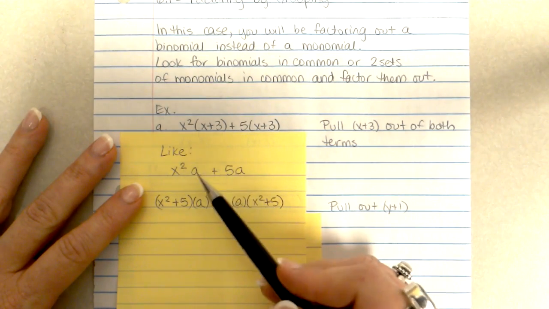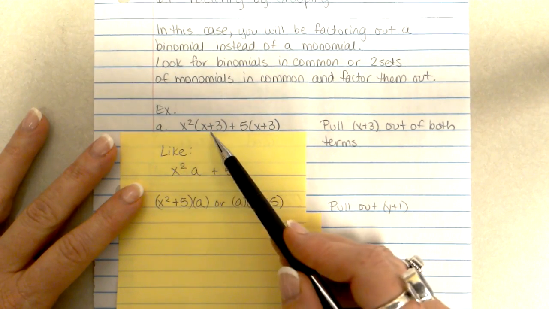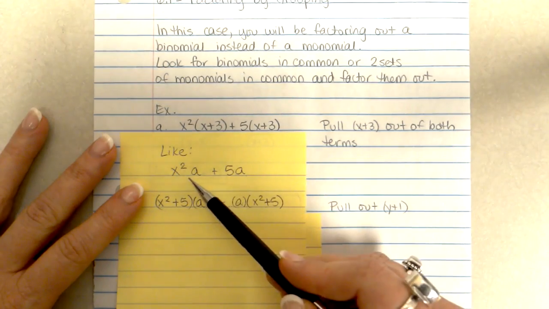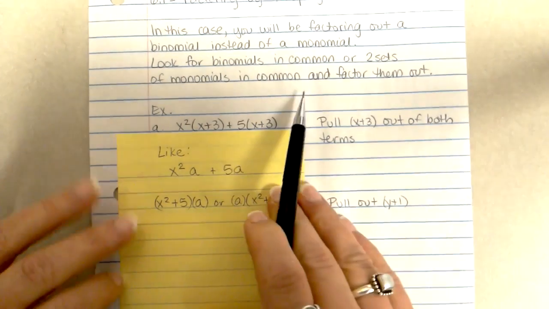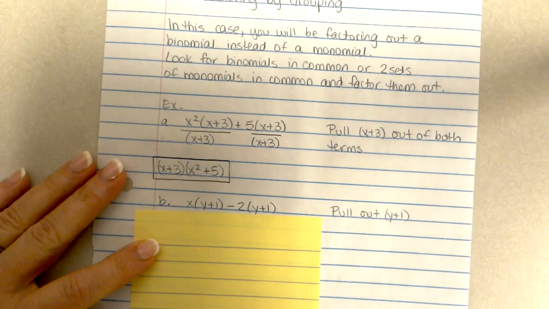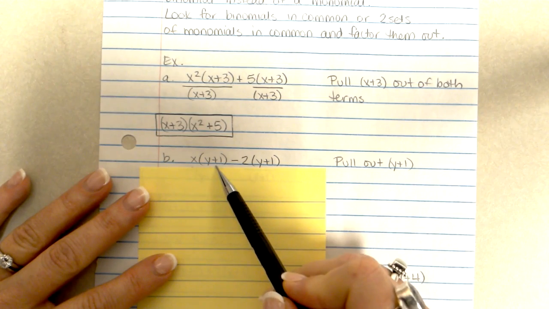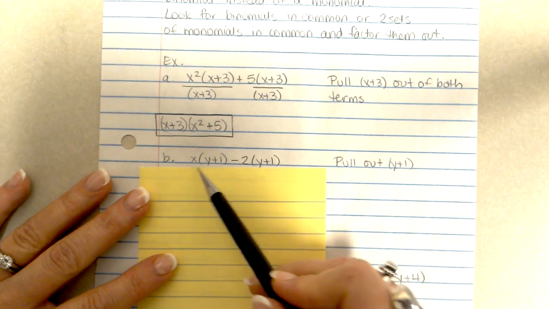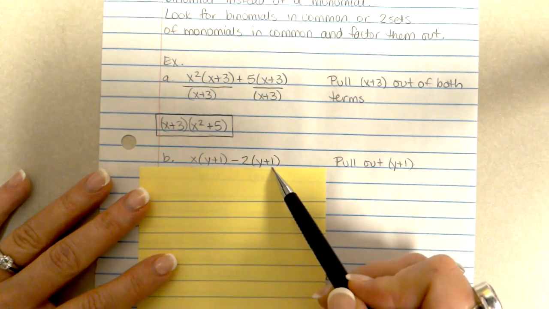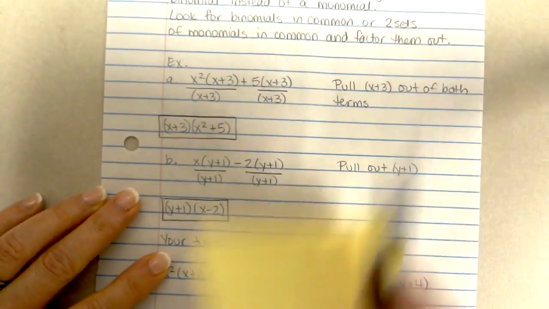The difference here is that this a that we talked about down here is just a whole binomial. So x squared times something plus 5 times something. These two somethings are the same. They're like my a's. So I can factor them out like this. Okay? So looking here, again, there's a y plus 1 in common with both of these terms because they're being multiplied, x times something minus 2 times something, and these two are the same. So I can pull the y plus 1 out and I'm getting x minus 2 left over.